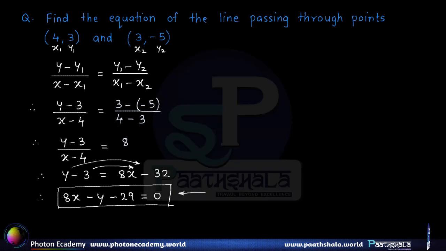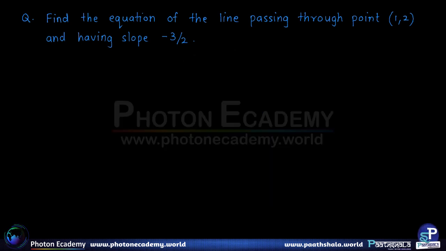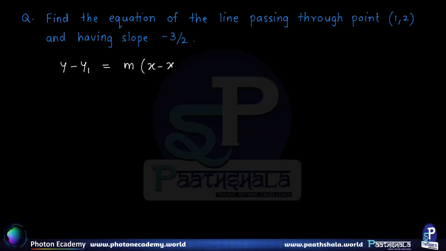Right? Let's go ahead and solve another example. Now here we have to find the equation of a line passing through a point (1, 2) and having the slope as -3 by 2. So if you see, we have been given just one point and the slope. So as the name suggests, we have to use slope point form, right? Because we have been given that information. If you recall, what's the slope point form? That is y minus y1 is equal to m into (x minus x1), correct? Where m is the given slope and (x1, y1) is the given point.